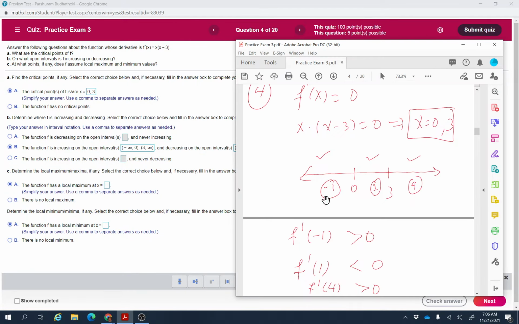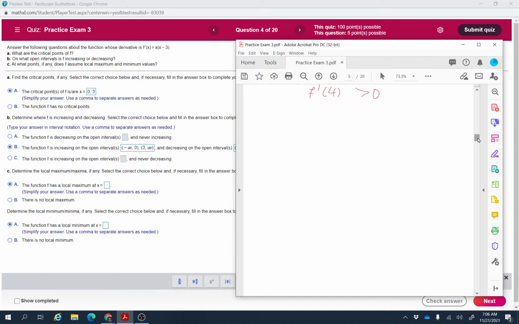And finally, if the derivative is going from positive to negative, that means, on the interval from negative infinity to 0 and from 3 to positive infinity, as you can see, the function is increasing, and on this interval the function is decreasing. So the function is going up, and after this point the function is going down, and at 3 the function starts increasing again.